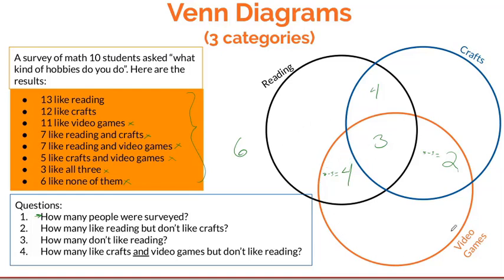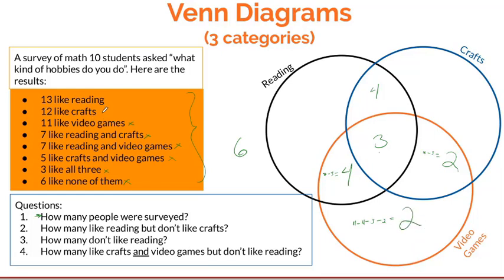So I'm going to come down to the video game circle and say, all right, I know I have 11 who like video games, but I've already accounted for the 4 who like reading and video games. I've already accounted for the 3 who like reading, video games, and crafts. And I've already accounted for the 2 who like video games and crafts. So the rest in here is 11 minus 4 minus 3 minus 2. That leaves me with 2.